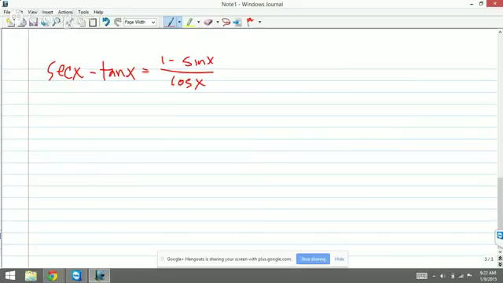Here's another identity. We're going to verify that they are the same. Secant x minus tangent x equals 1 minus sine x over cosine x.